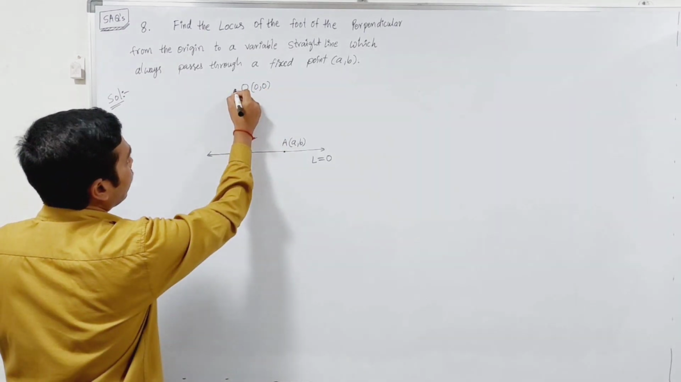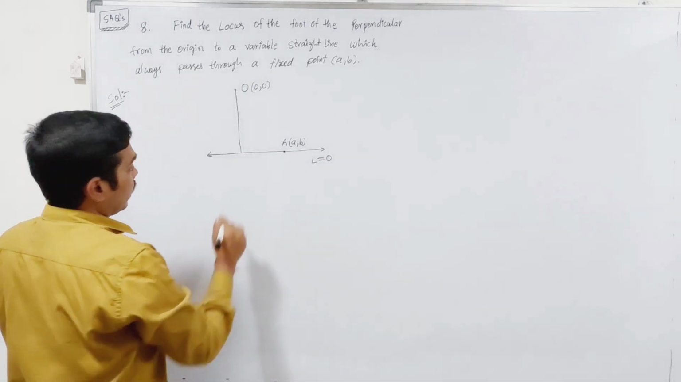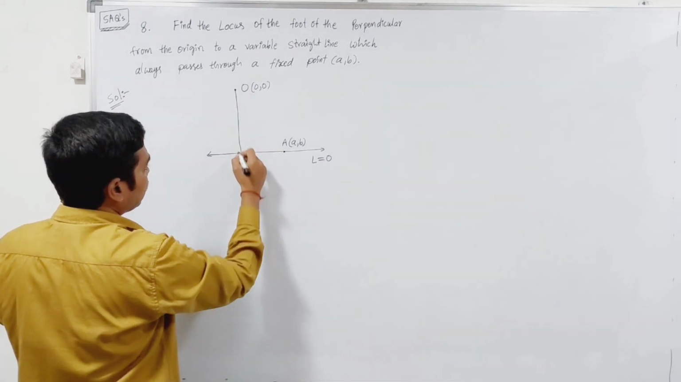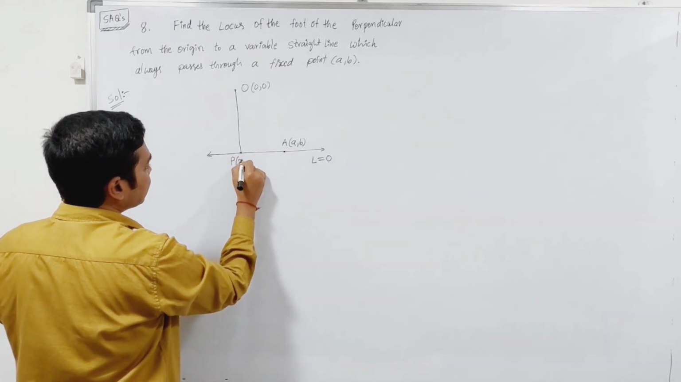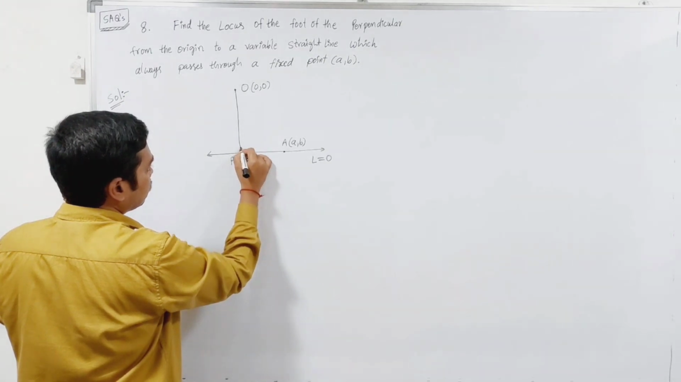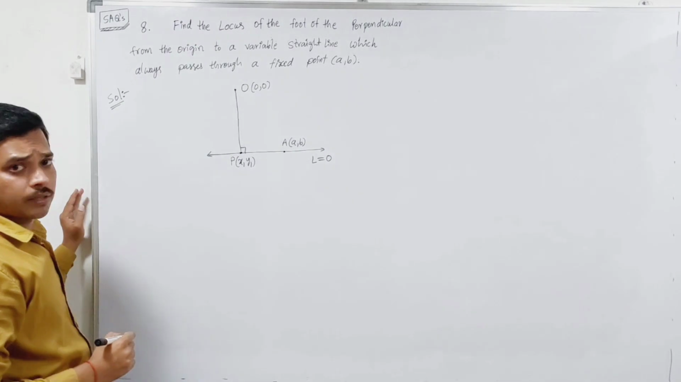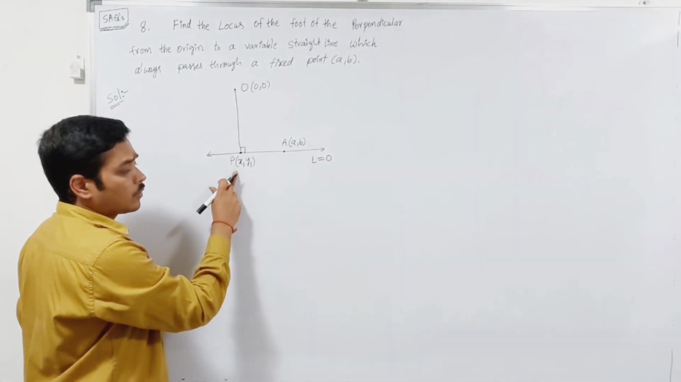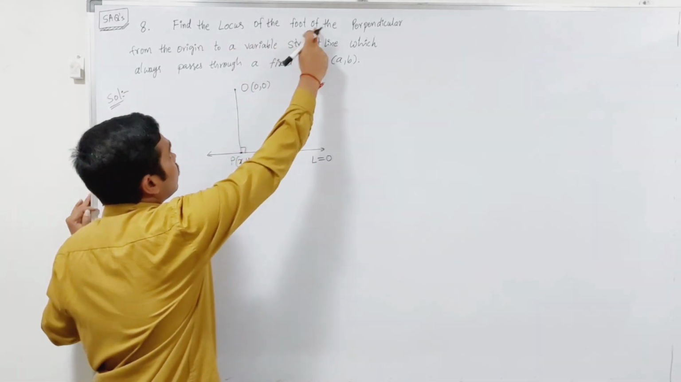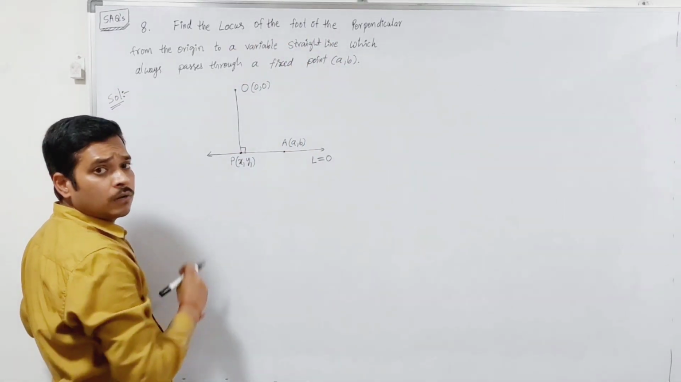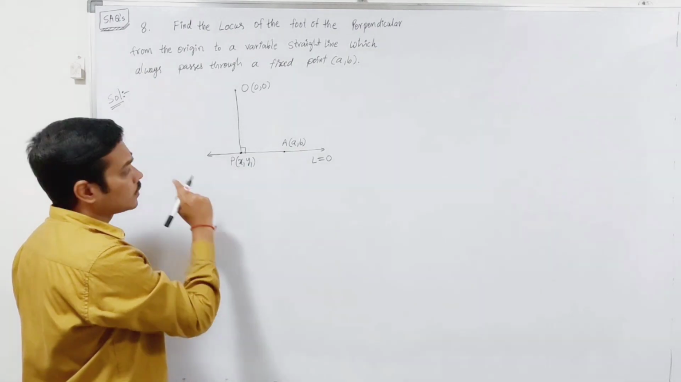Draw one perpendicular line from the origin to the variable line. This perpendicular line meets the variable line at P (x1, y1). For example, the point P is the foot of the perpendicular from the origin to a straight line. So you have to find out the locus of this point. Here P is the foot of the perpendicular from the origin to a line, so you have to find out the locus of P.